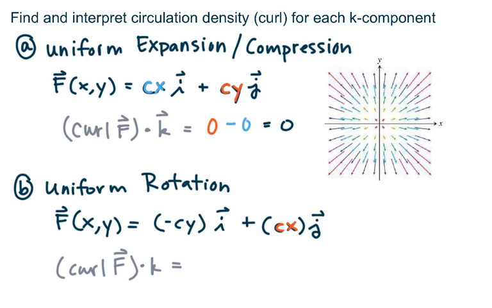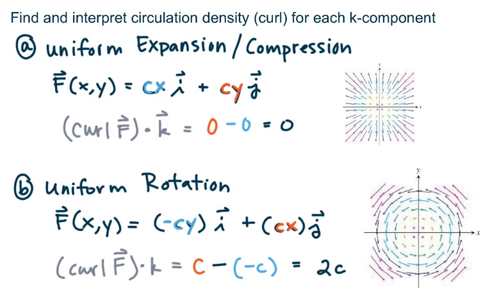Again, we'll take cx, partial with respect to X gives us C. Then we have minus negative cy, partial with respect to Y gives us negative C. So this gives me 2C is my constant circulation density. And this indicates rotation around every point. Again, if this curl value is positive, then we would have counterclockwise rotation. If the curl value is negative, we would have clockwise rotation.